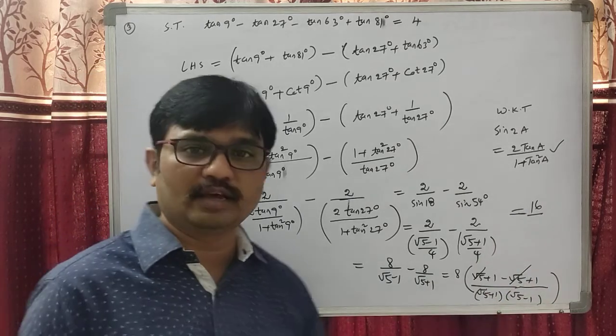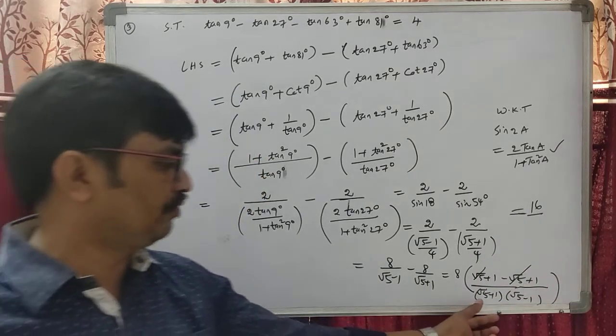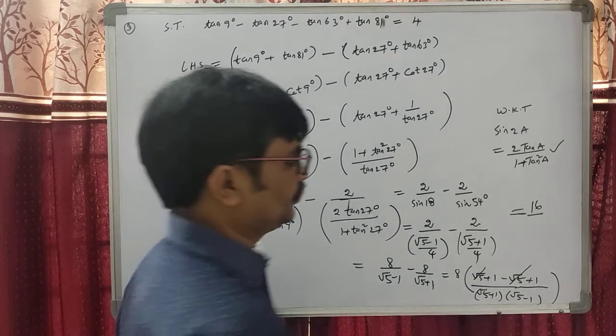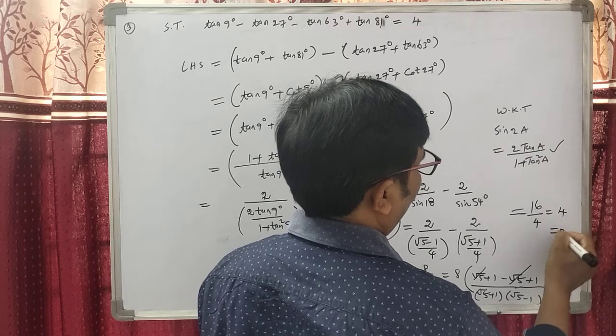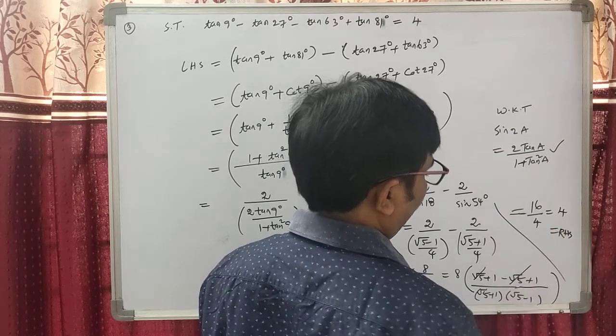Now this is a square minus b square. A square is 5, b square is 1. So students, 16 by 4 is 4. That equals RHS. Write down, students.